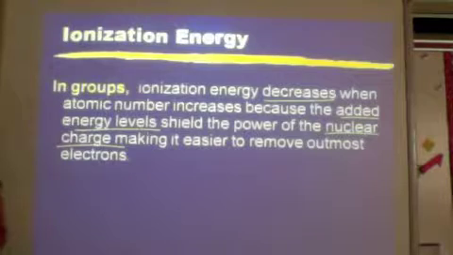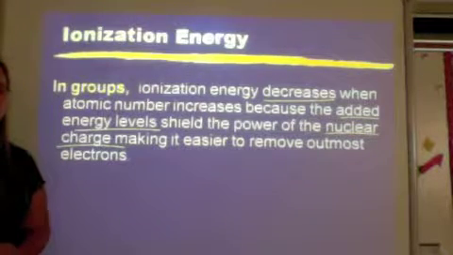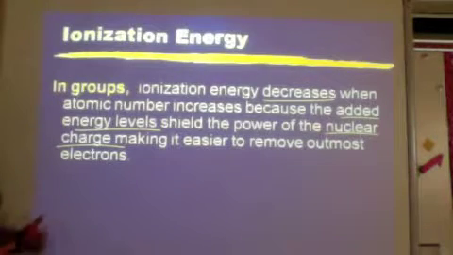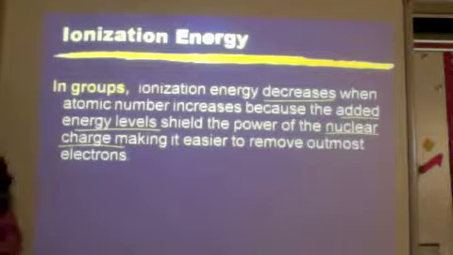So the analogy I use for this one is long-distance relationships. Typically, they don't last because of that space between them. The electrons are the same way. The further away it is from the nucleus, the easier it is to take them away.